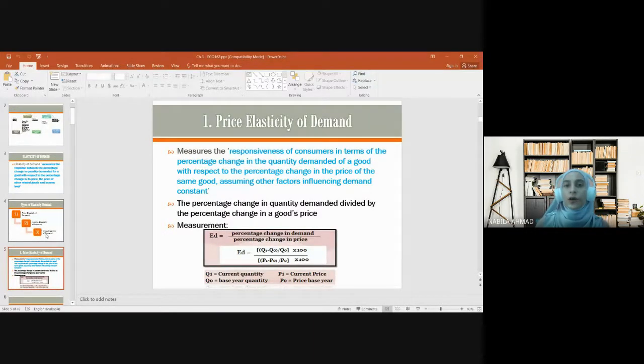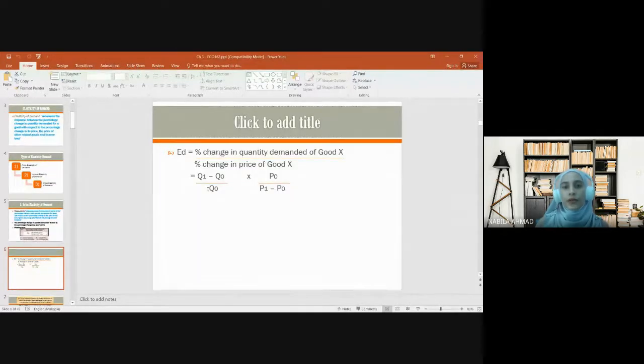Right, so what is the definition of price elasticity of demand? It measures the responsiveness of consumers in terms of the percentage change in quantity demanded of a good with respect to the percentage change in the price of the same good. Yeah, so maknanya the percentage change in quantity demanded divided by percentage change in price. Okay, so this is the formula lah. Right, so ED represent elasticity of demand, percentage change in quantity demanded of good X, for example, bahagi dengan percentage change in price of good X, and this is the formula lah, yeah. So (Q1 minus Q0) over Q0 times P0 over (P1 minus P0). So apa maksud Q0? Q0 bermaksud old quantity, yang sebelum. Q1 is new quantity. P0 apa? Old price. P1 new price.